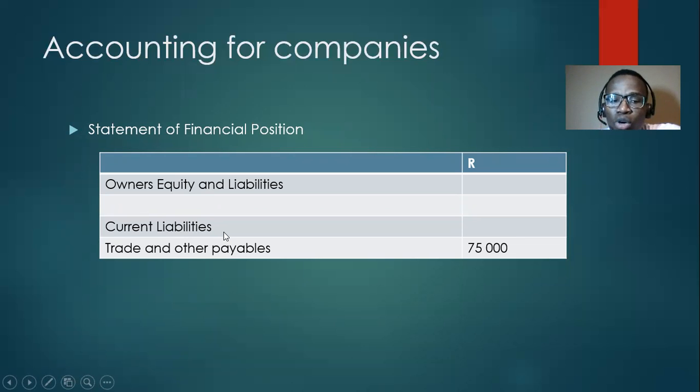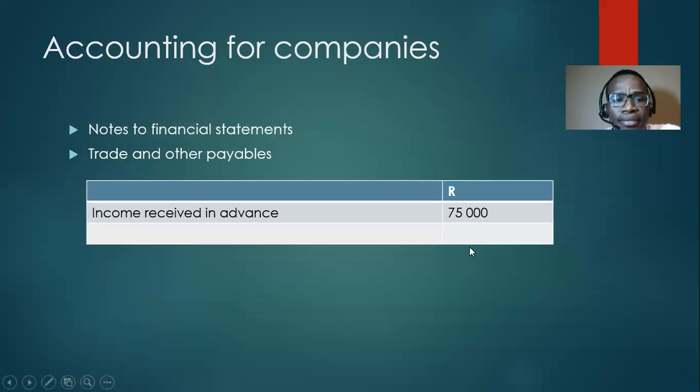Why current liabilities? Because we said current liabilities are those liabilities that are going to be realized or settled within the next 12 months, right? And as I told you, the rental space is going to be provided in the next 5 months. So it's going to be under trade and other payables, 75,000, right?